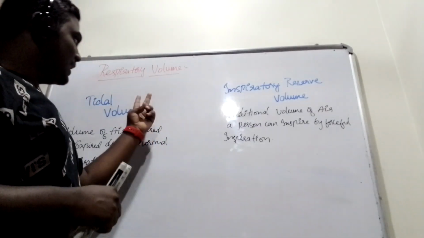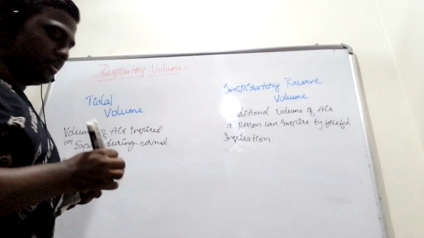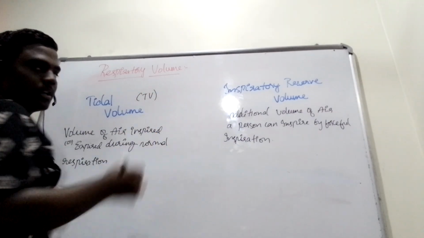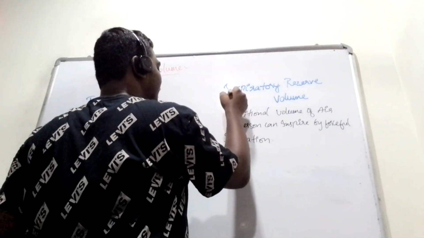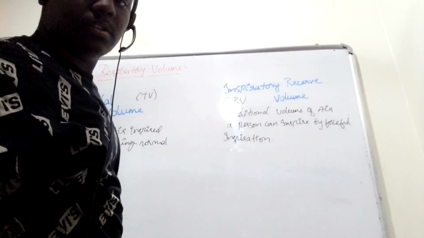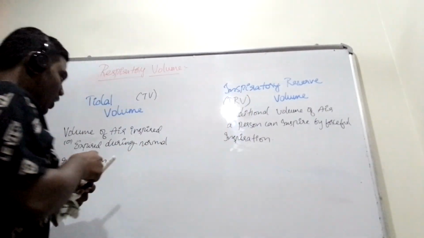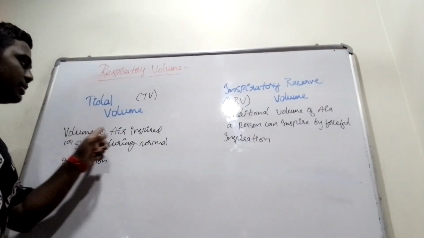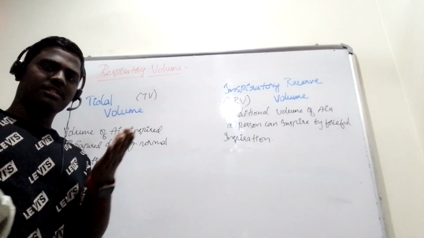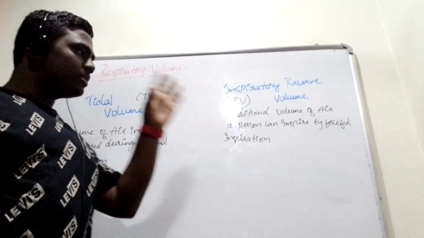Okay. Here I have written two of them, that is tidal volume and inspiratory reserve volume. Tidal volume, in short, we write as TV, and the inspiratory reserve volume we write as IRV. Now, what is tidal volume? The volume of air inspired or expired during normal inspiration. Inspiration means taking in of air. Expiration is what? Releasing of air. So the normal amount.